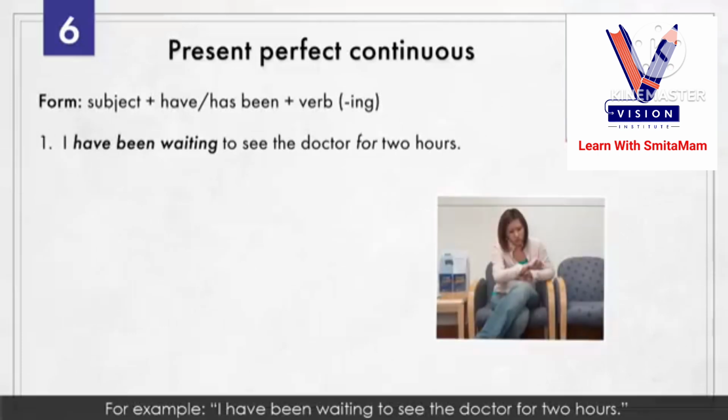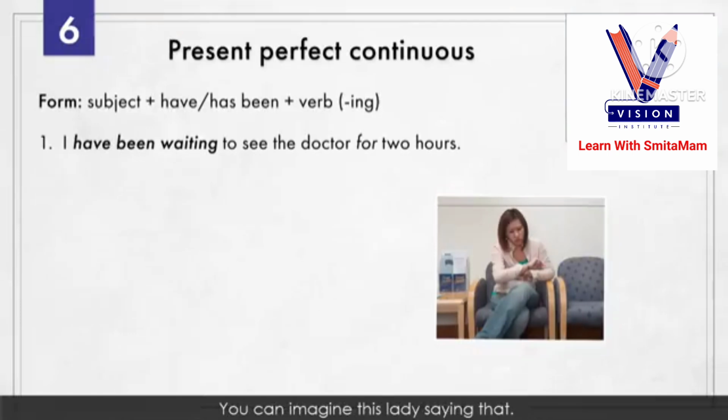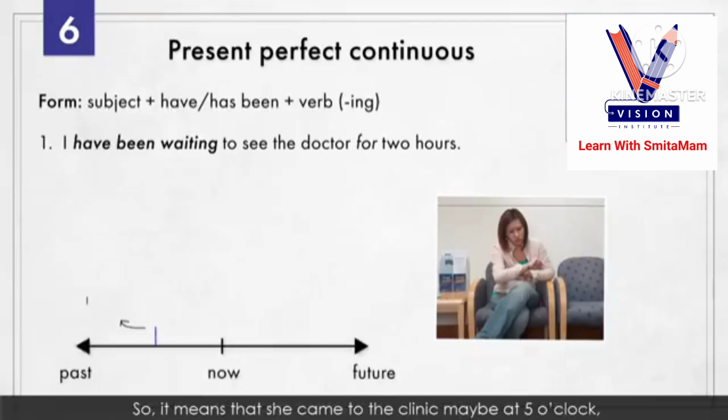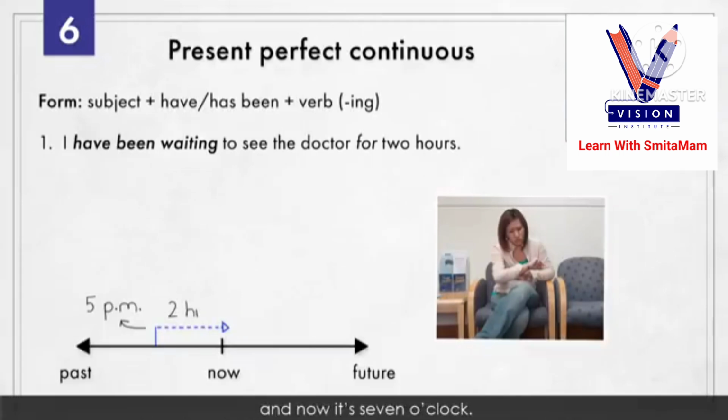For example, I have been waiting to see the doctor for 2 hours. You can imagine this lady saying that. So it means that she came to the clinic maybe at 5 o'clock, and now it's 7 o'clock. She started waiting at 5. 2 hours have now passed and she is still waiting.